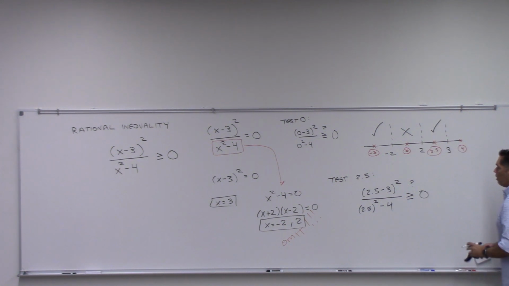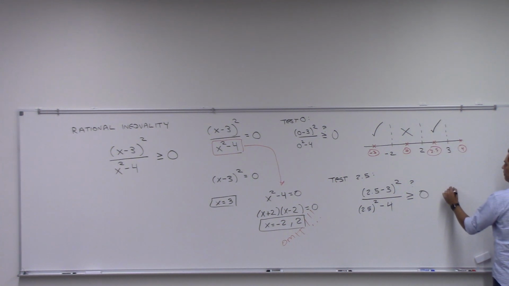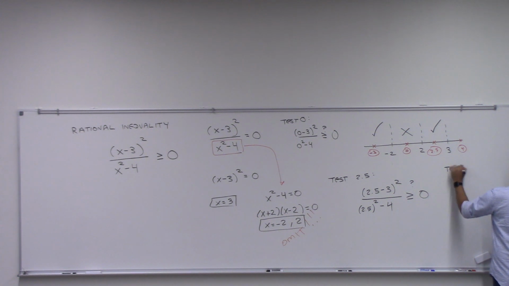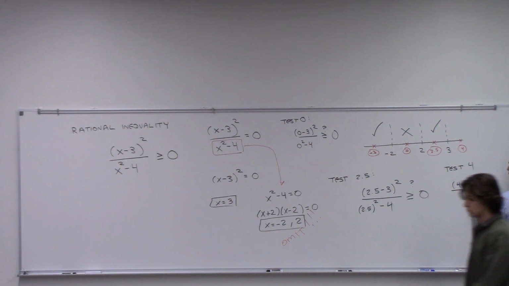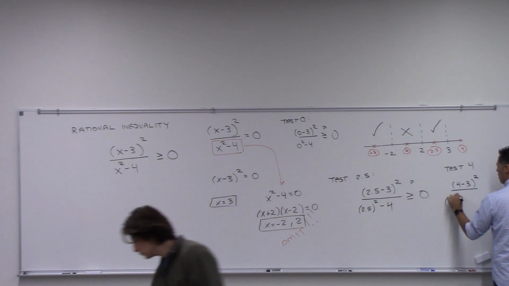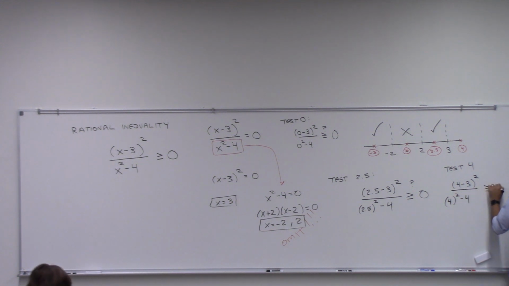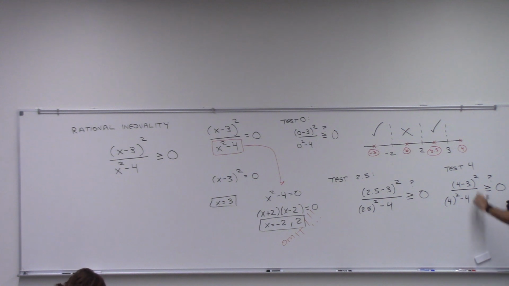And then we try 4. So we get 4 take away 3 on top, squared, over 4 squared take away 4. Is that greater than or equal to 0? That's positive. And then 4 squared is 16, take away 4 is still positive. So that works still. Okay.